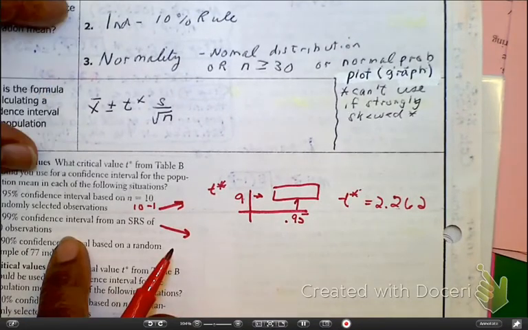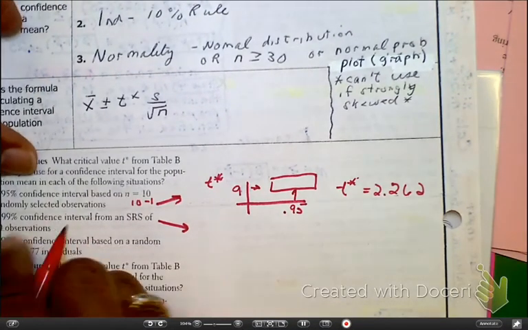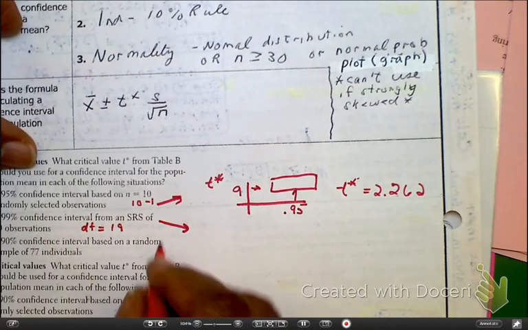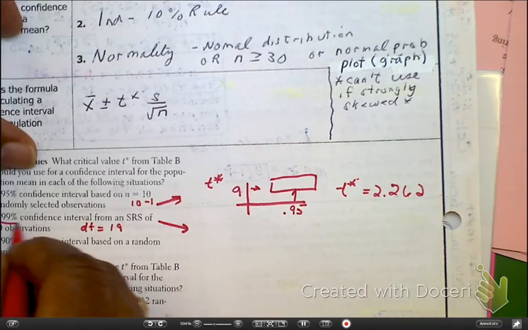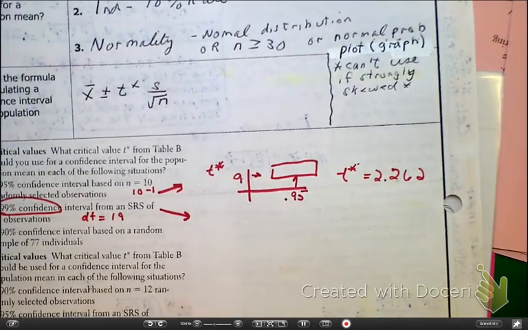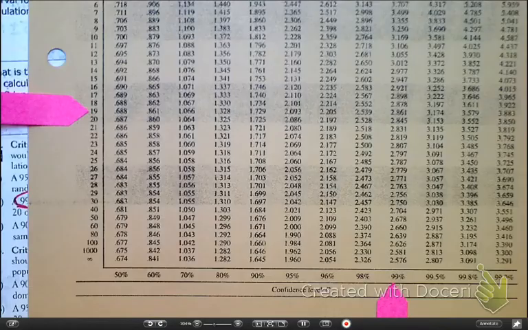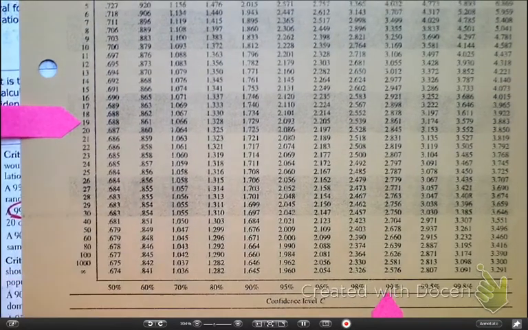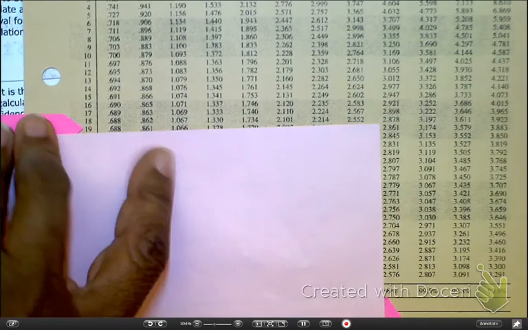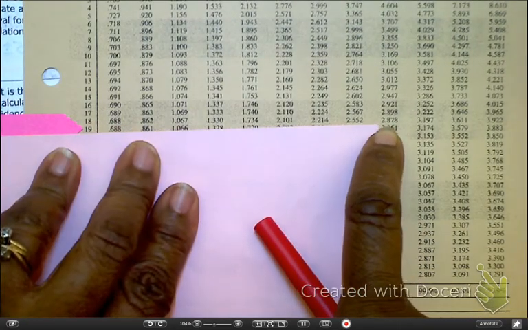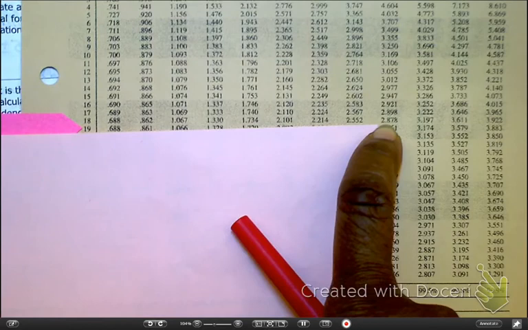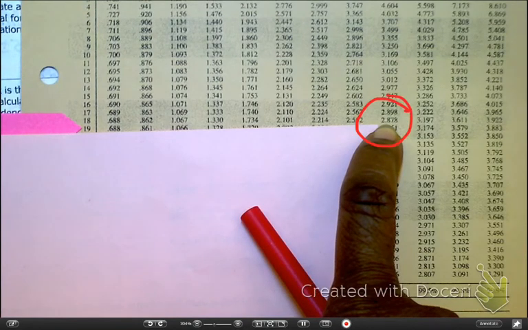Next, I want to look at part B. So I have 20 observations, so that means my degree of freedom is going to be 19, and I'm looking at my level C to be 99%. I need to wrap this up. Okay, so here's my 99%. Here's my degree of freedom. And I'm just going to take this and slide it like this so that I can see right there that 2.878 is going to be my T star. Right there.